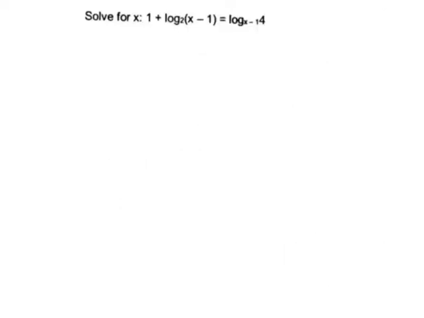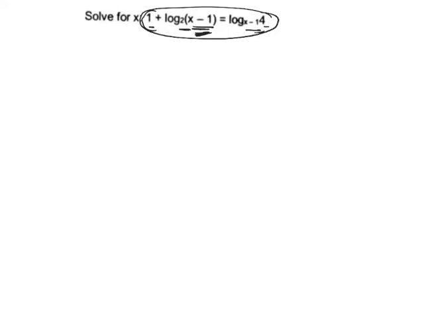Next problem is solve for x: 1 plus log base 2 of (x minus 1) equals log base (x minus 1) of 4. So we will convert all the bases into 2. See, in logarithm we have to check the solution of x, because in logarithm not every x value is defined. The argument should be greater than 0, the base should not be equal to 1, and the base should be greater than 0. That we have to check. So every value of x we have to check with the original equation. The original equation is 1 plus log base 2 of (x minus 1) equals log base (x minus 1) of 4.